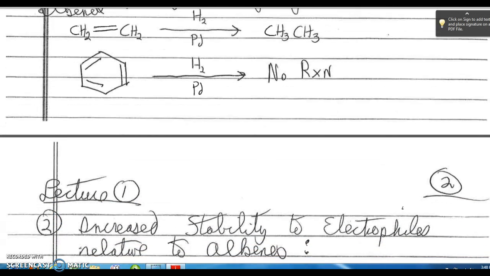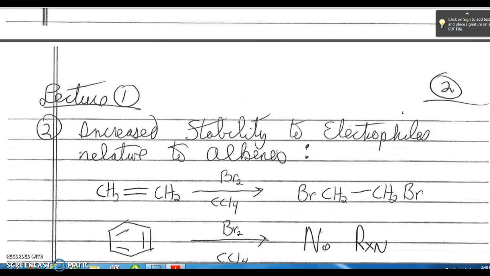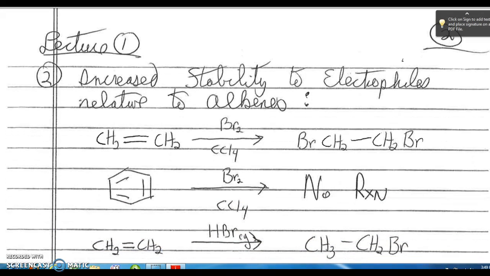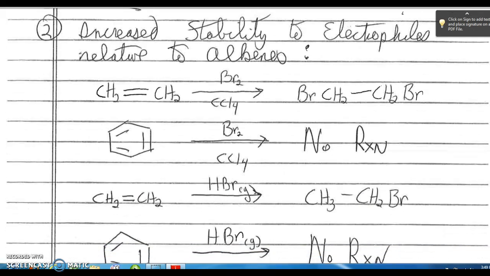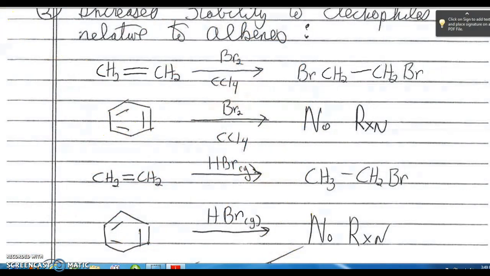You can also see that benzene has an increased stability to electrophiles relative to alkenes. I can show you that with these two examples. You can see ethene smoothly brominating in carbon tetrachloride, which is a solvent, to give 1,2-dibromoethane, otherwise known as ethylene dibromide, I believe.